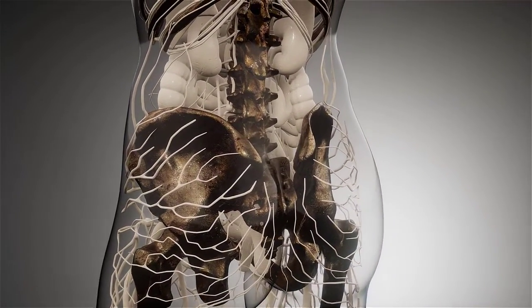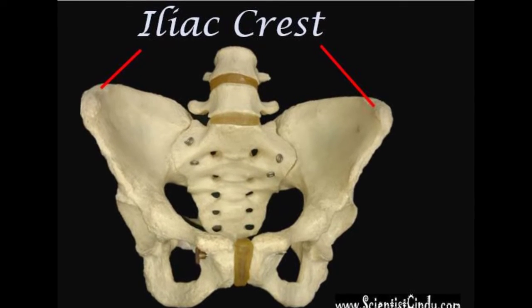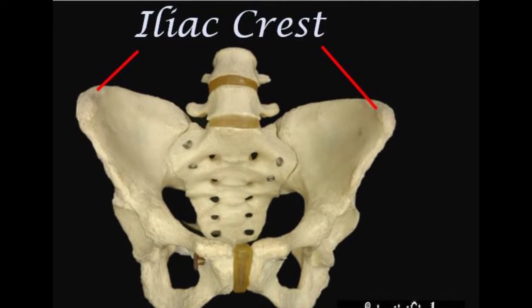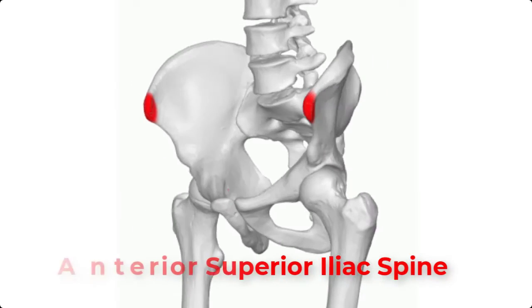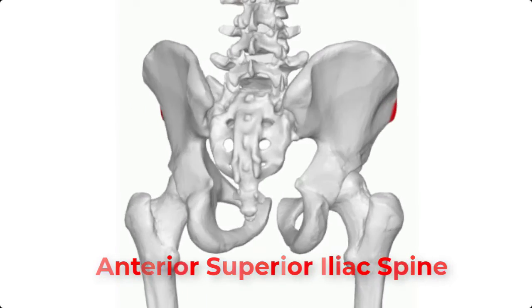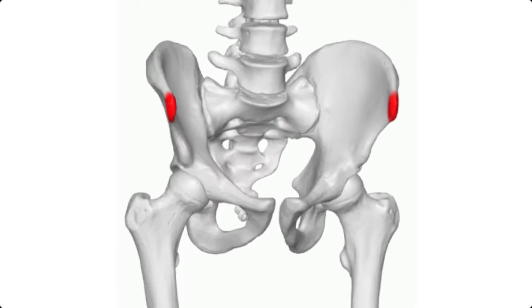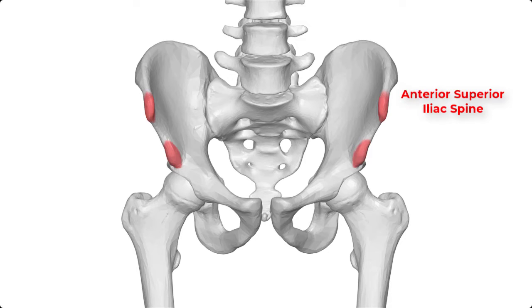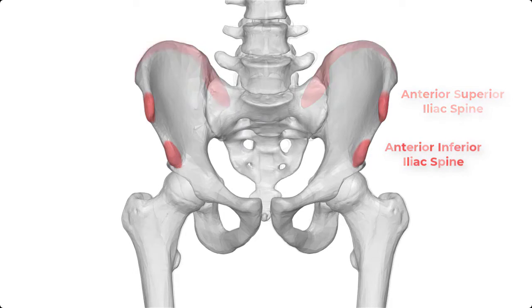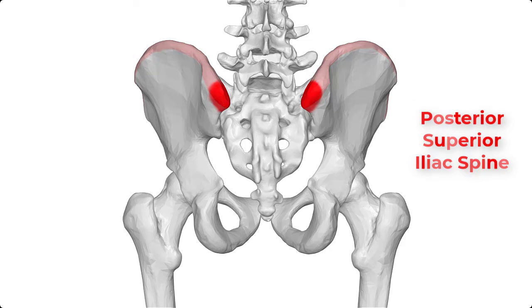When you place your hands on your waist, you can feel the arching superior margin of the ilium along your waistline. This curved superior margin of the ilium is called the iliac crest. The rounded anterior termination of the iliac crest is the anterior superior iliac spine. Inferior to the anterior superior iliac spine is a rounded protuberance called the anterior inferior iliac spine. The iliac crest curves downward to terminate as the posterior superior iliac spine.